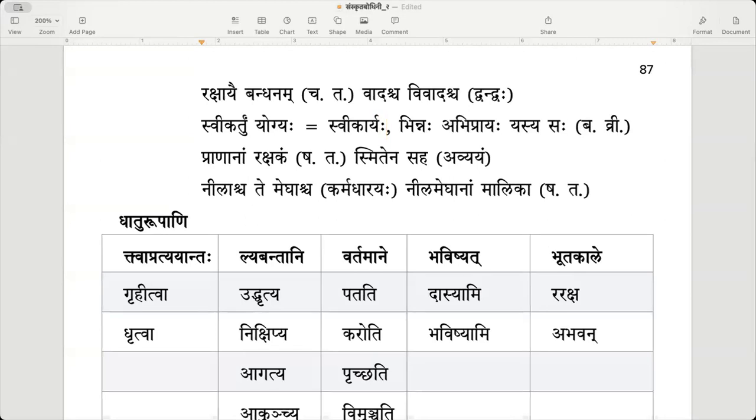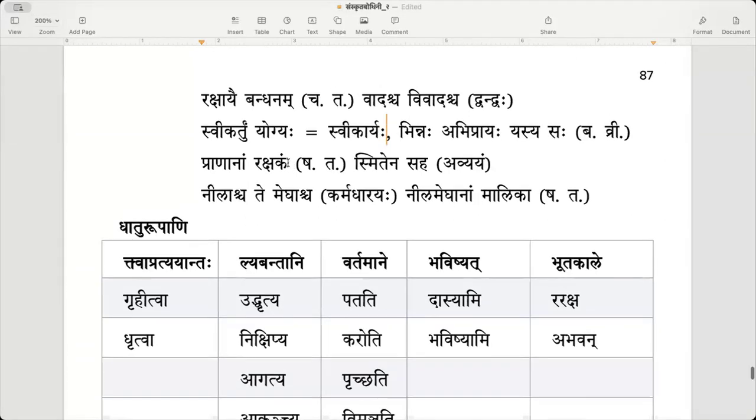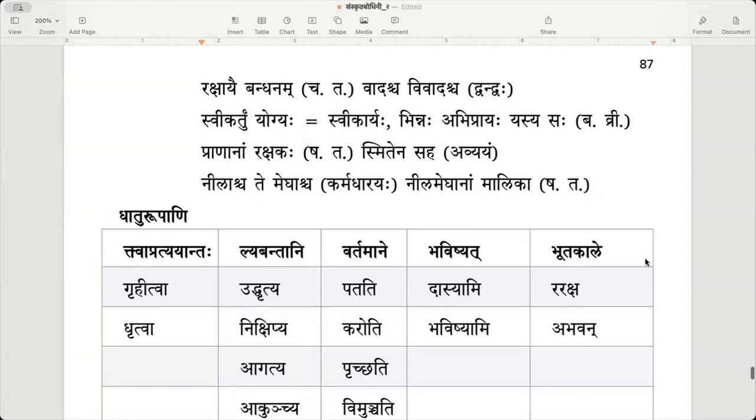प्राणानां रक्षकम् षष्ठी तत्पुरुषः. So I would put it as प्राण रक्षकः, प्राण रक्षकम्. इति तम्. इति स्मितेन सह सस्मितम्. This is an adverb, क्रिया विशेषणम्, so सस्मितम्, अव्ययीभावः. Okay, एवम्.